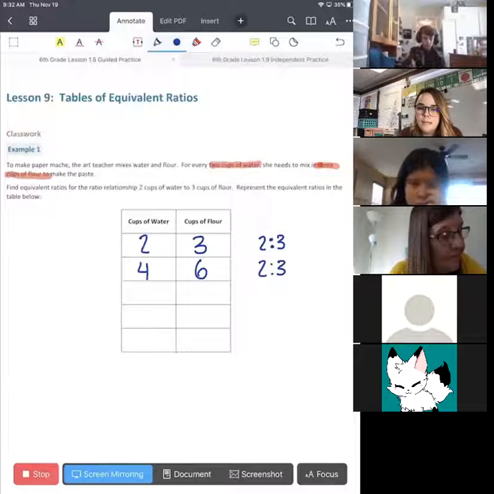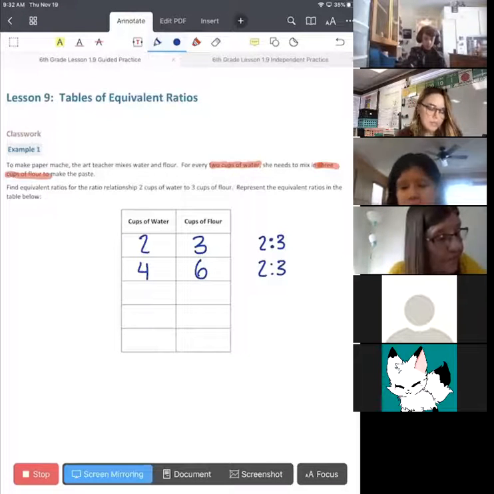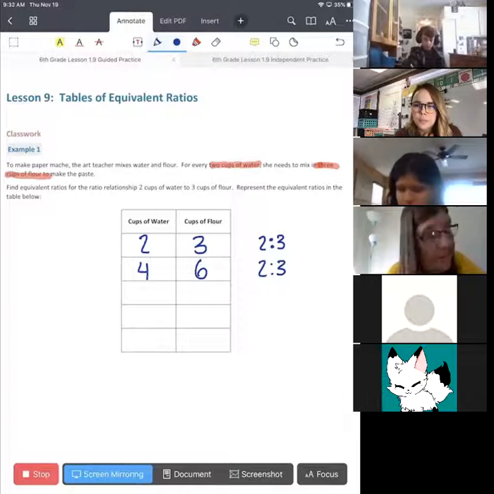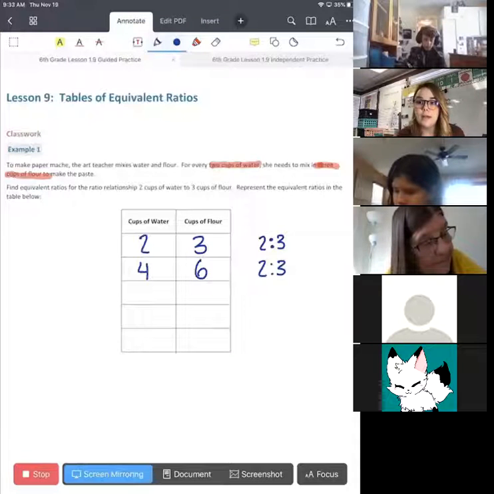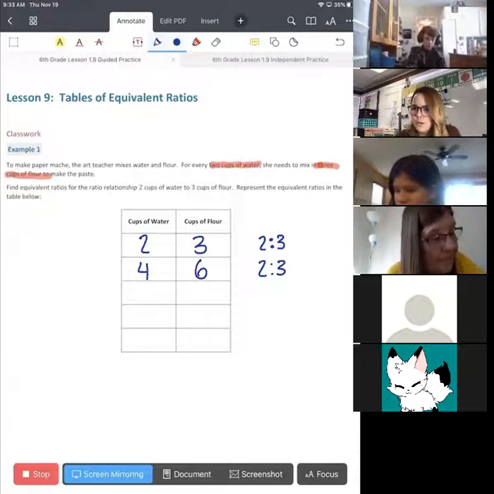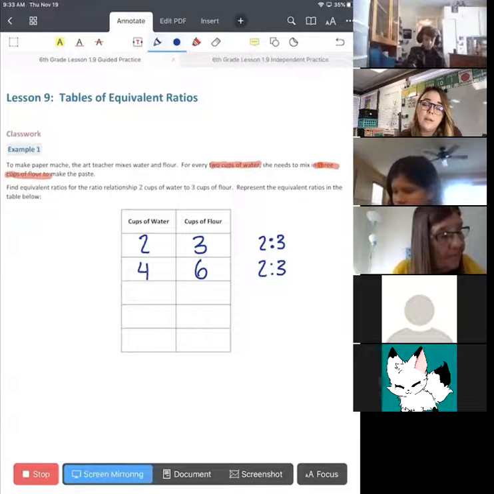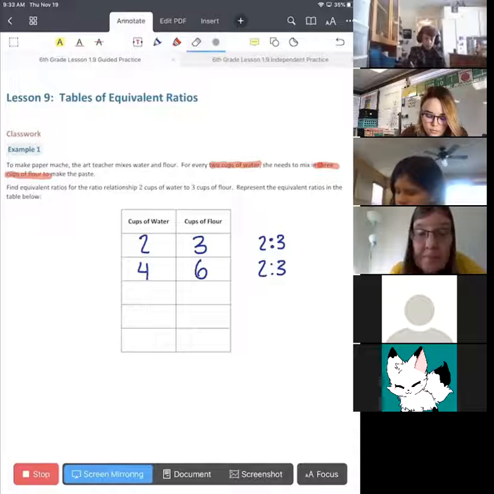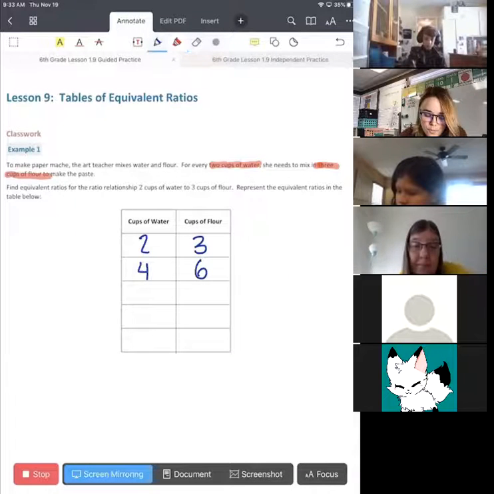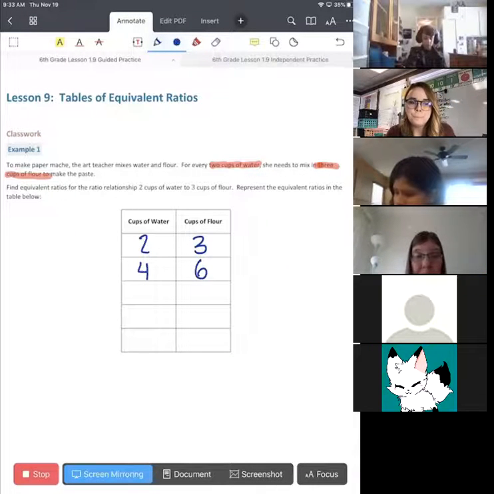I want you to fill in the last 3 spaces. You can continue that pattern and multiply by 2, or you can use any pattern or any numbers that you want. I'll give you about a minute or so. I want you to fill in those last 3 ratios. Make sure that they are equivalent to 2 to 3. And then we'll have 3 people share a ratio.